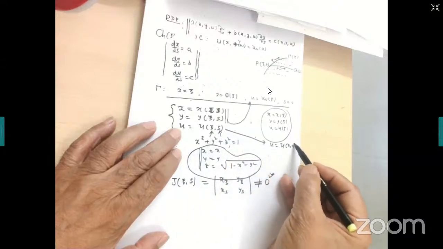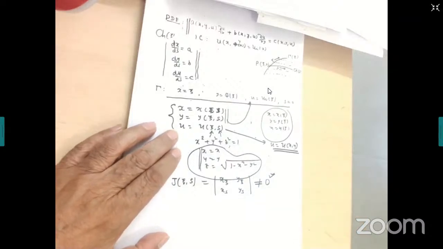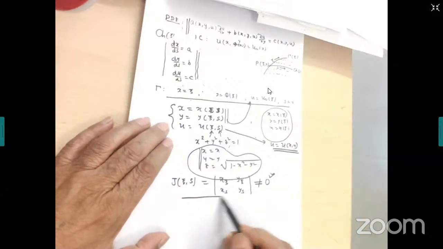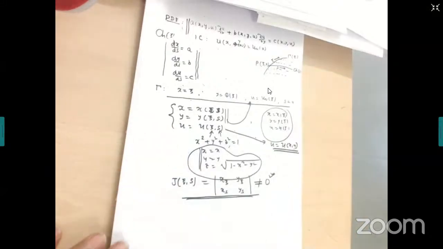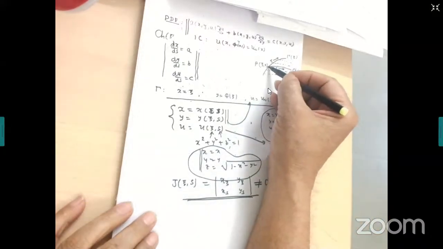U as a function of x and y. Is it clear to you? Yes, sir. But this is possible only when this condition is met. So this is extremely important, right? If the Jacobian is different from 0, if it is non-vanishing, so we are interested here at s is equal to 0.